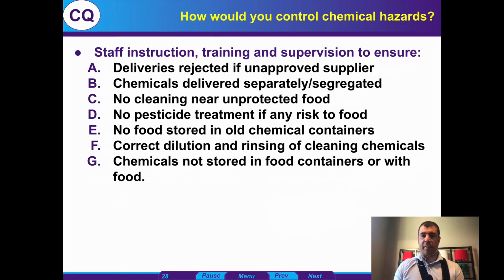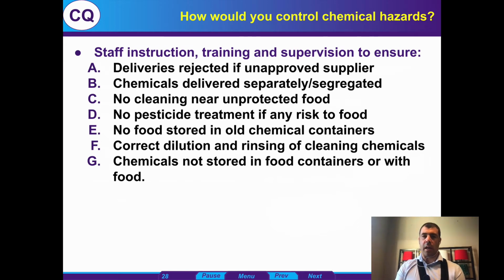Chemicals must be delivered separately and segregated from food. Actually, if you are receiving a delivery from a supplier and there are chemicals delivered with food, you have the right, and you must reject the delivery.